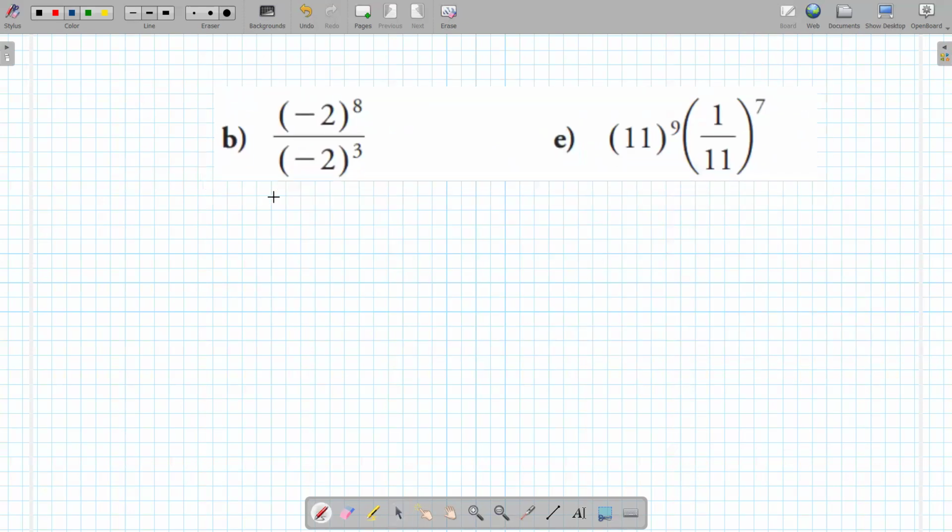Like here for B, look at how easy this is. You're just going to move the denominator up there, right? What's going to be the power of 2? 5. 5, and you're done.